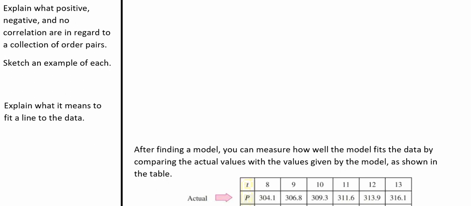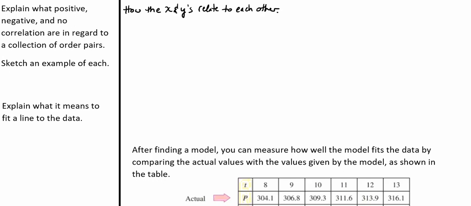In this video, we're going to be talking about scatter plots and correlation. First, we're going to explain what positive, negative, and no correlation are in regards to a collection of ordered pairs, and it's how the x's and y's relate to each other. So we're going to sketch examples as we talk about that relationship.